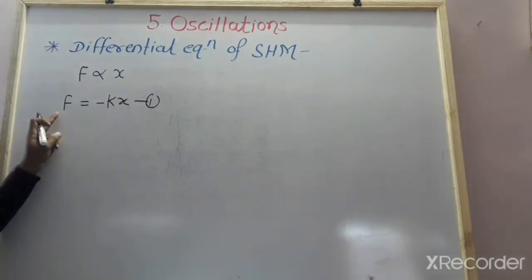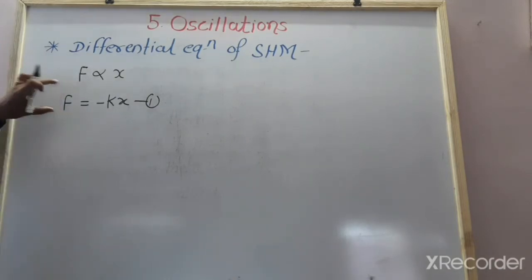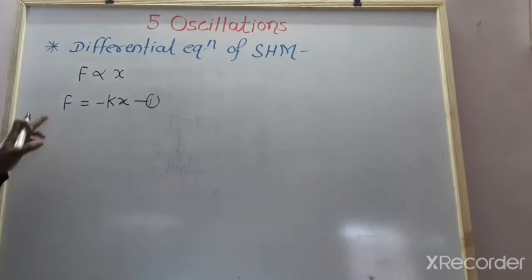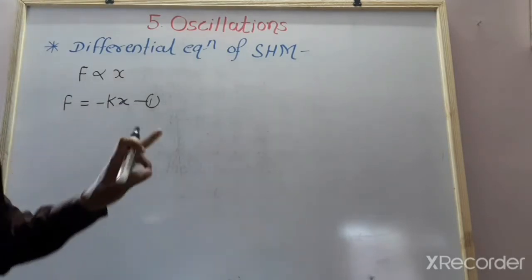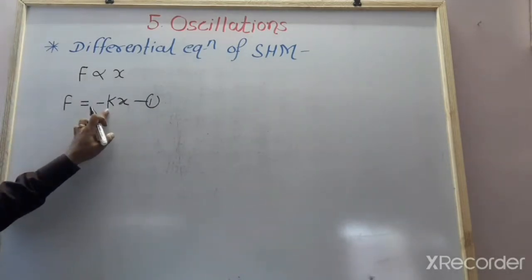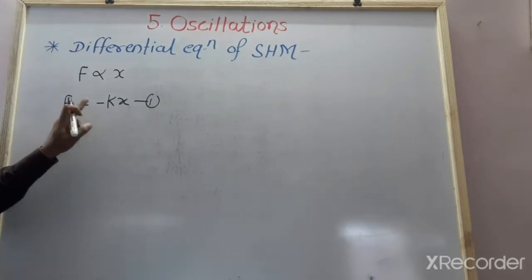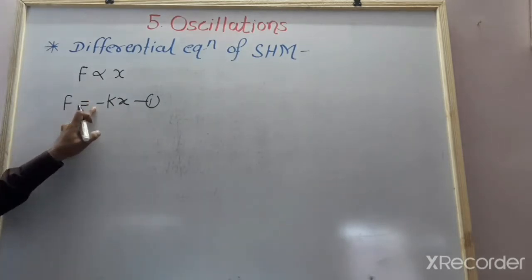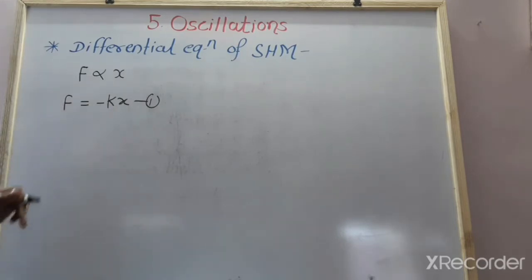What is F? F is the restoring force. Why is it called a restoring force? Because this force is responsible for the body to attain its rest position or mean position. k is the constant of proportionality, called the force constant, and its value depends on the elastic properties of the spring. x is the displacement, and the negative sign in this equation gives that the restoring force and the displacement are in opposite directions.